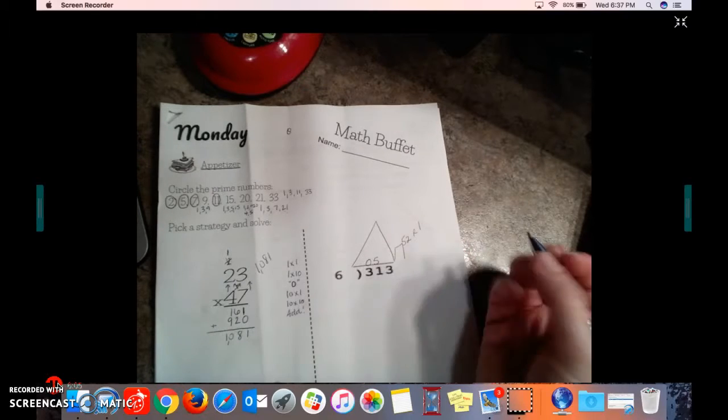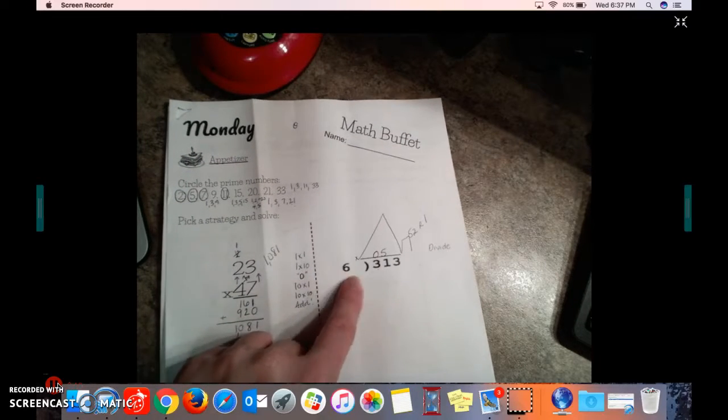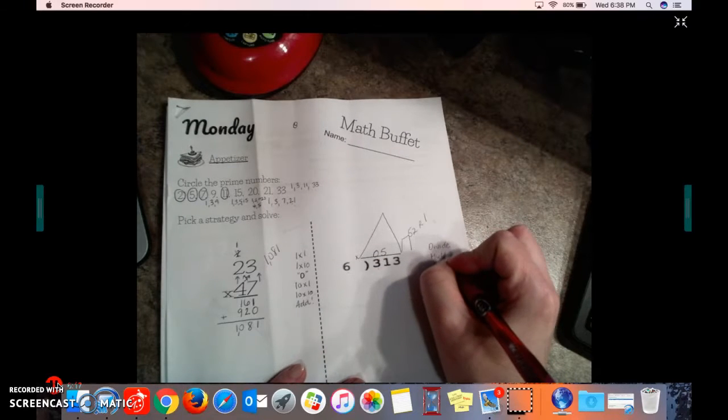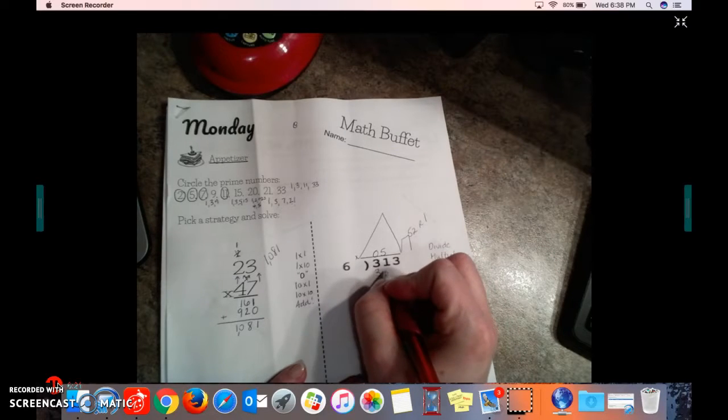So I'm already thinking, what can I multiply 6 by that gets me close to 31 without going over? Well, I know that 6 times 5 is 30. So I'm going to put a 5. So I divided, was my first step. Okay. My second step, and I always put my little multiplication sign there so I remember that I'm multiplying this by this. My second step is to multiply. And I know that 6 times 5 is 30, so I'm going to put my 30.